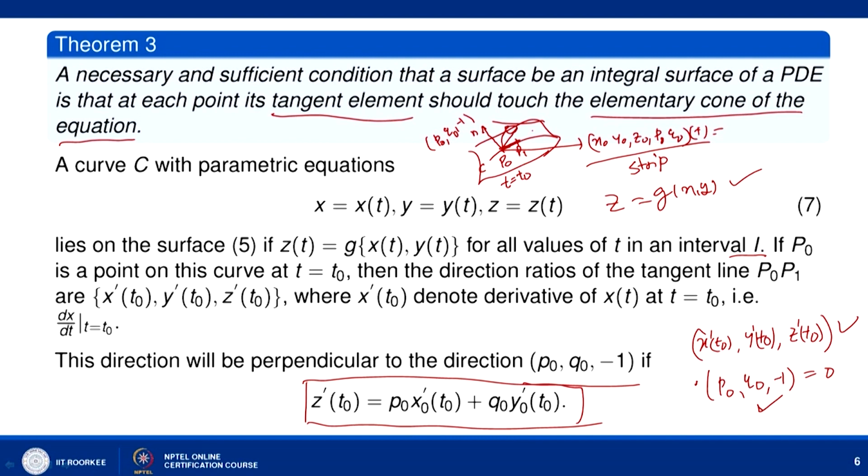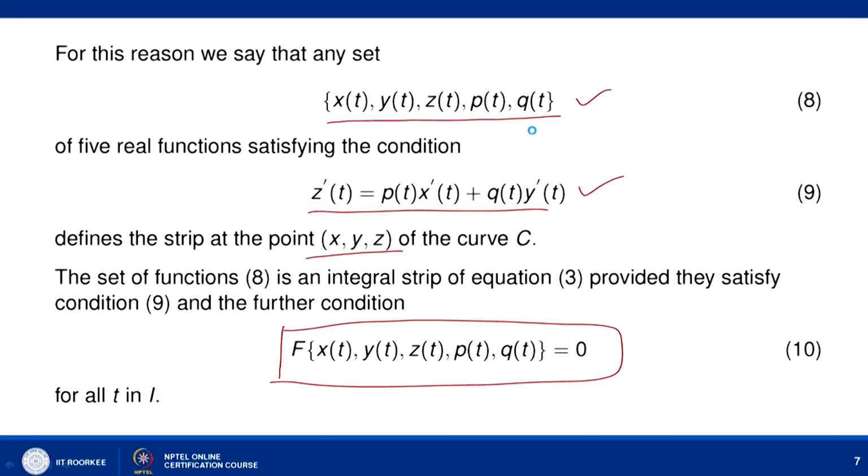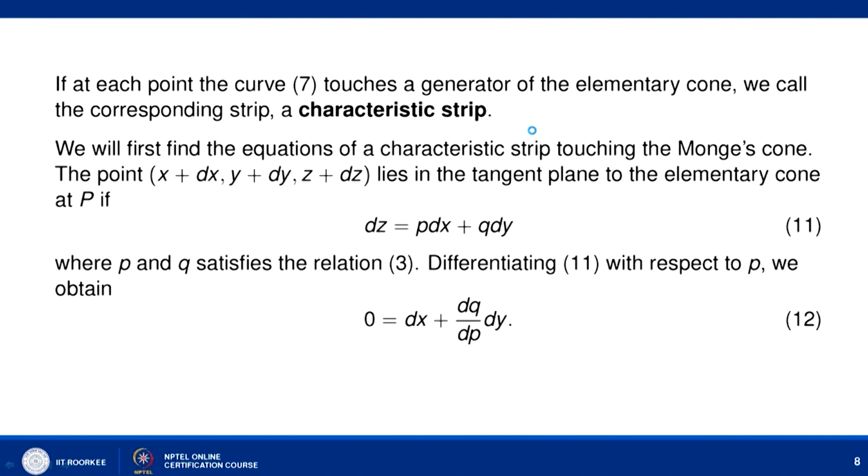Now what we try to do here is generate this integral surface as the totality of these characteristic strips. So we want to find out first of all the characteristic equations, and then we look at the totality of the characteristic equations, and with the help of this we try to find the integral surface. For that we need certain results, which we are going to prove. So first of all we try to understand what a characteristic strip is. A strip which touches the Monge's cone at each point of the curve is called a characteristic strip. So we first find the equation of a characteristic strip.